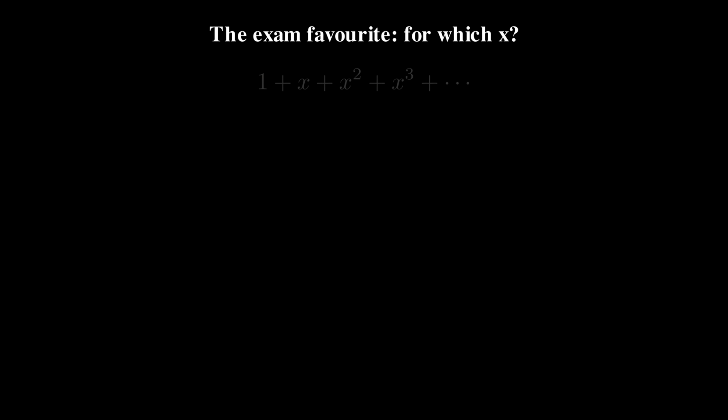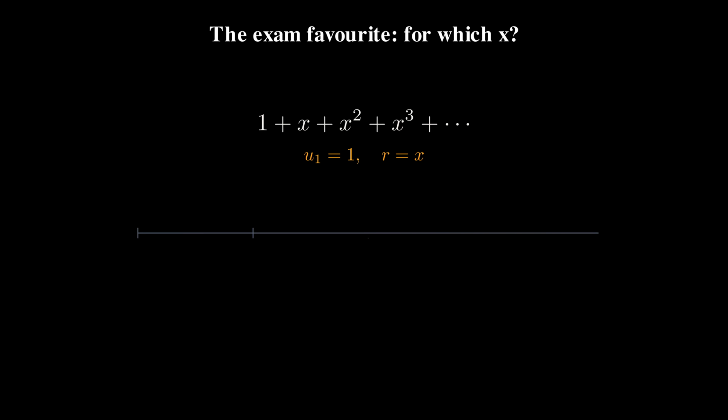Here's a question examiners love. For which values of x does a series converge? Take 1 plus x plus x squared plus x cubed, and so on. That's geometric. First term 1, and the common ratio is simply x itself. So the convergence condition, the absolute value of r less than 1, becomes simply the absolute value of x less than 1. That is, x strictly between minus 1 and 1.